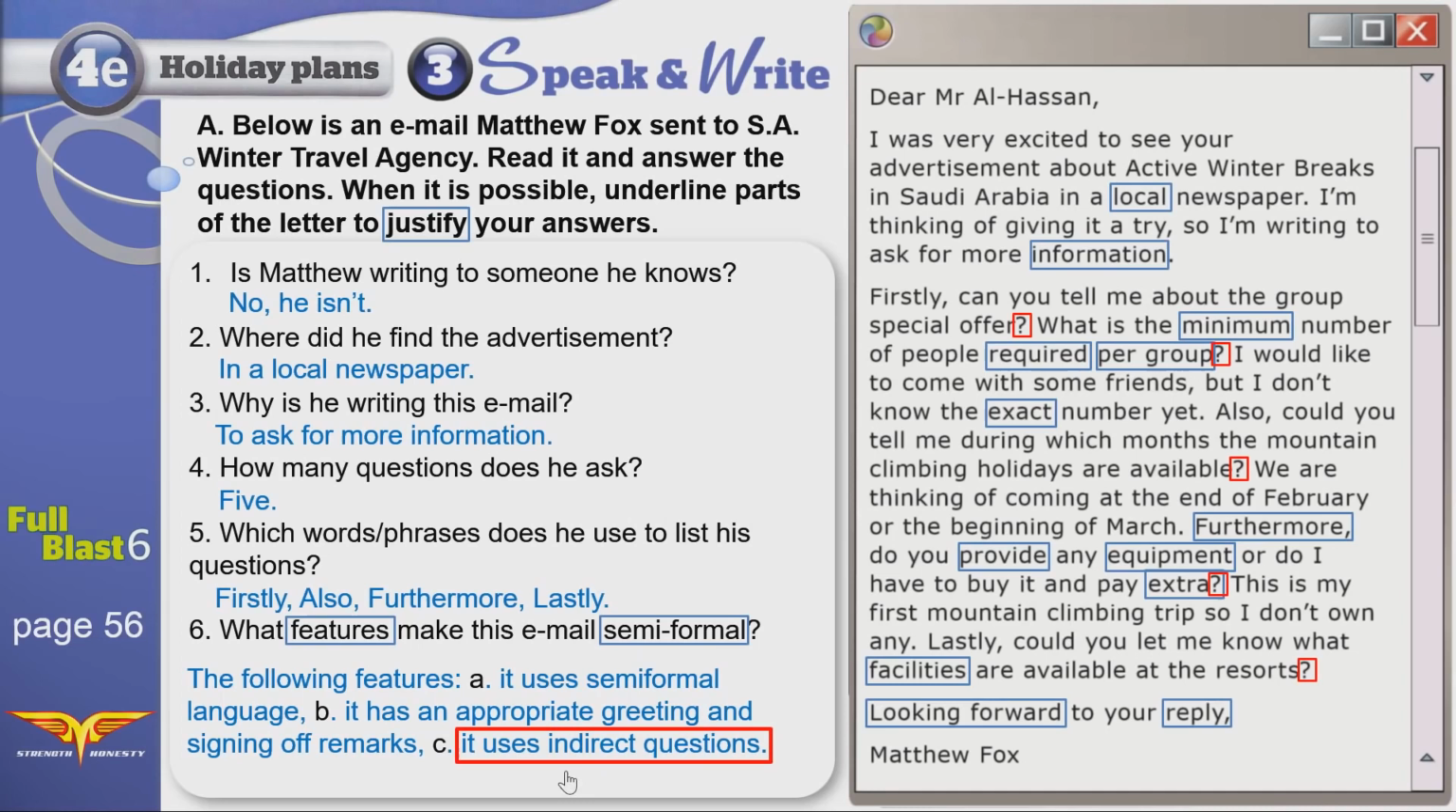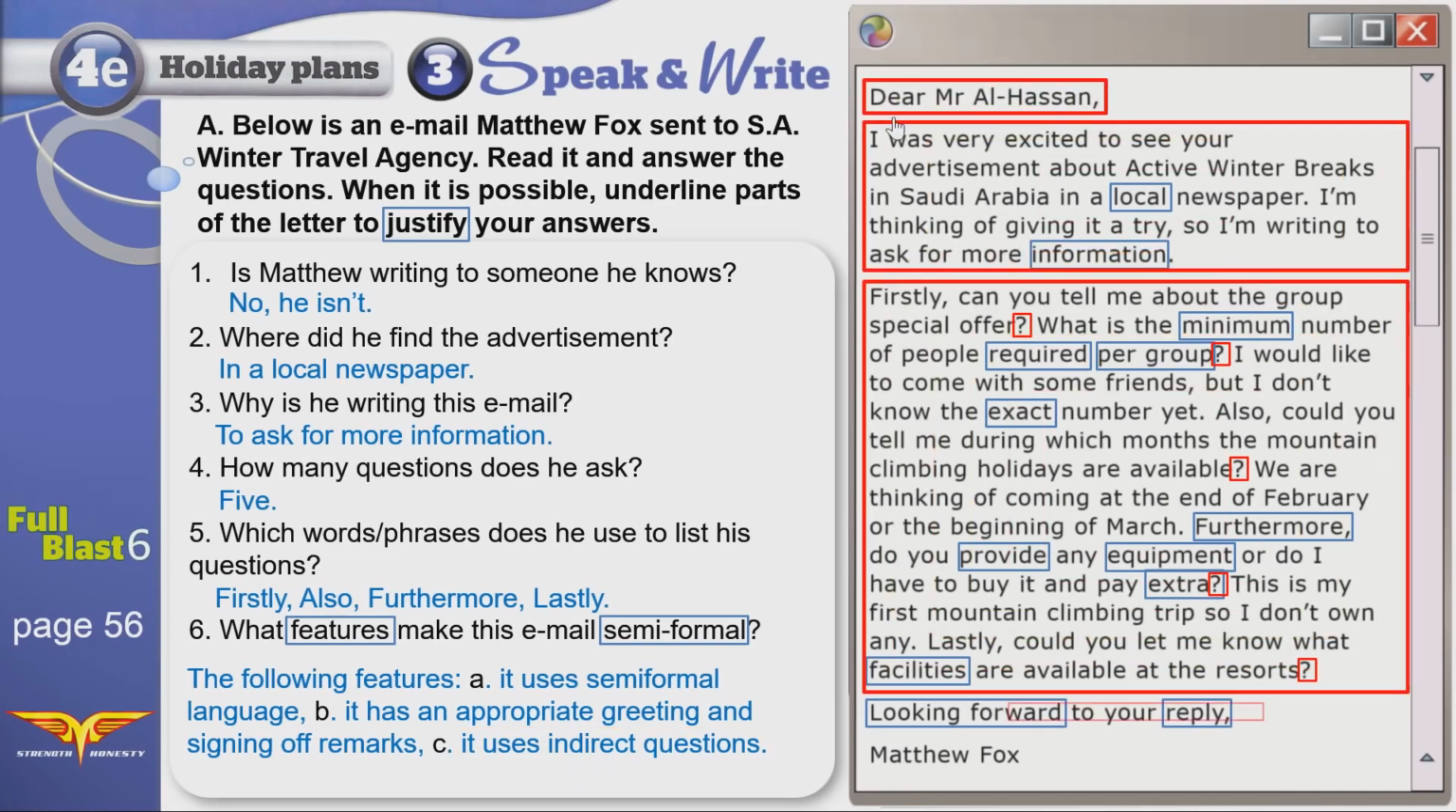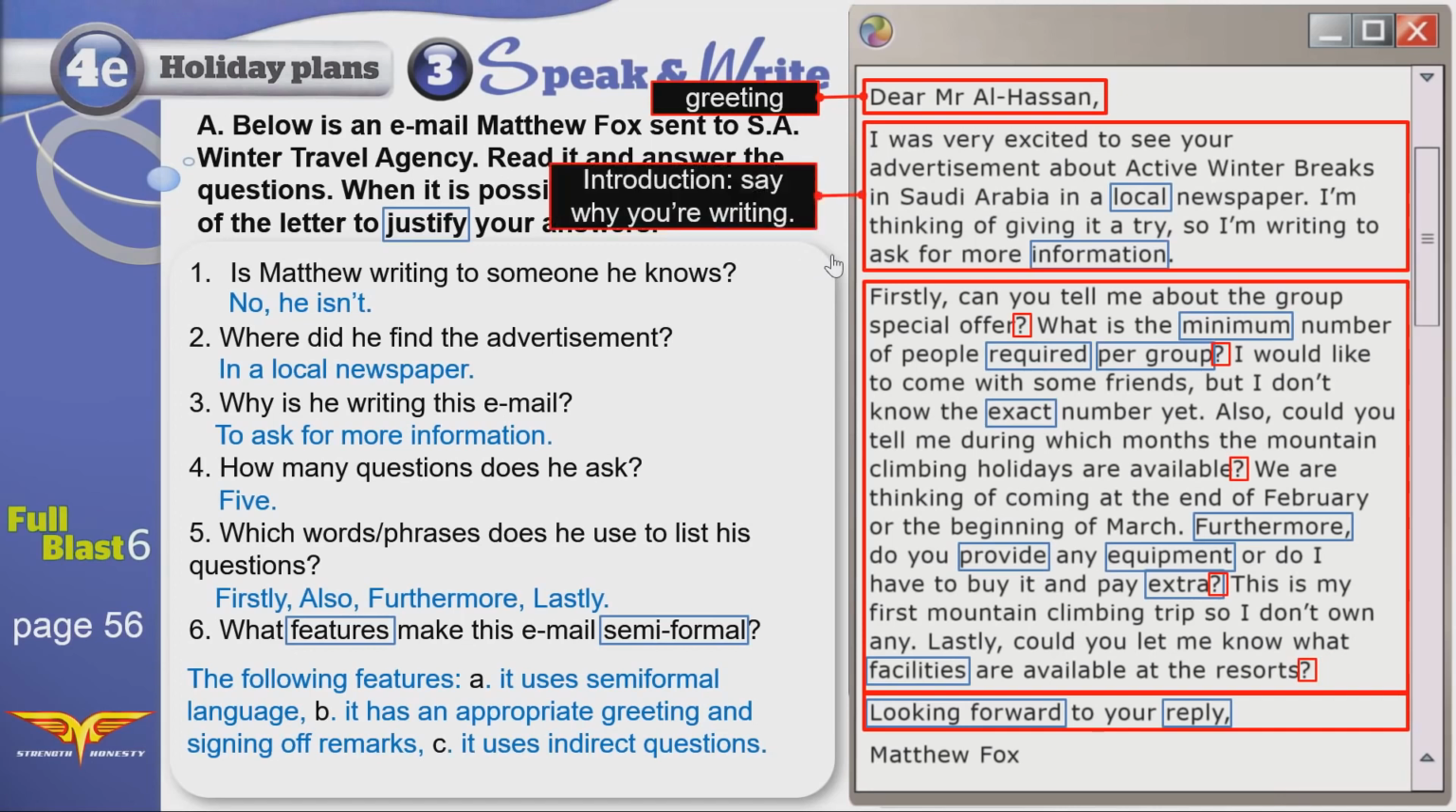But before we go to direct and indirect questions, let's analyze this email. This email begins with a greeting. This is the greeting. And then the introduction. What do we write in the introduction? We write the reason why we are writing this. Why are we writing? To ask for more information.